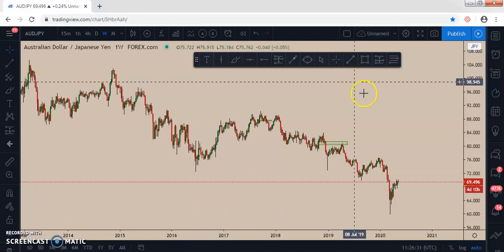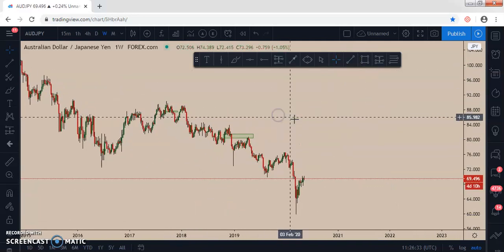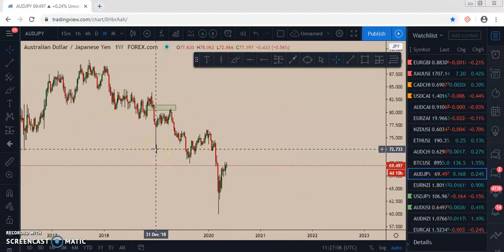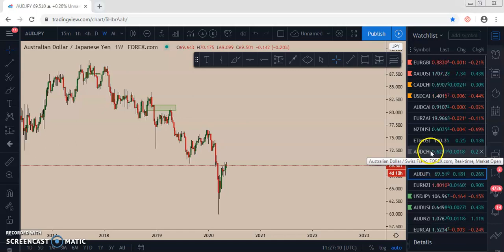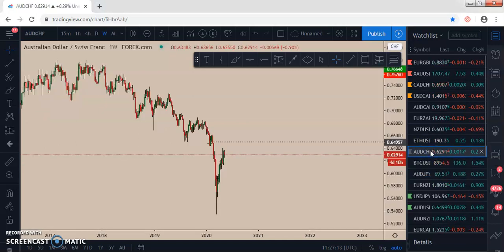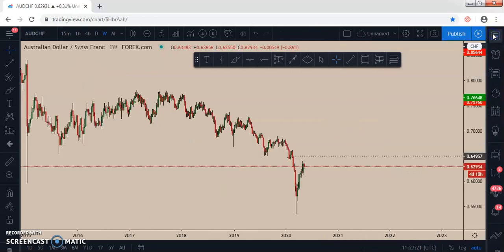Okay, now we're going to pick any pair we want. There are so many pairs in our watch list. Let's pick AUDCHF, for example. Okay, this is AUDCHF. Let's analyze it using multi-time frame analysis and see what we've got.